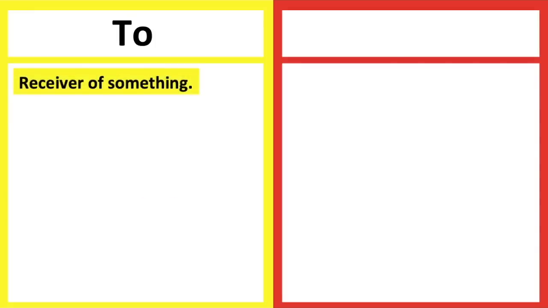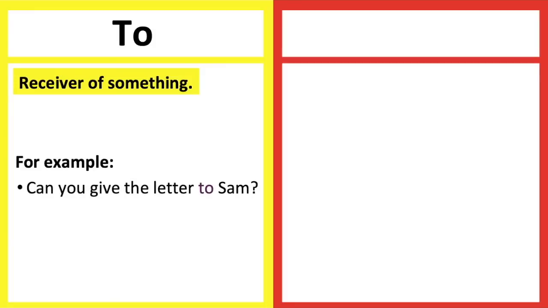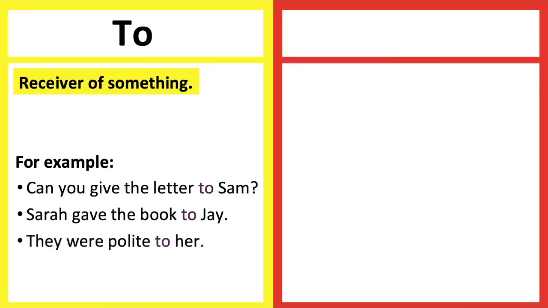Lastly, it refers to the receiver of something. For example, can you give the letter to Sam? So Sam is the receiver of the letter. Sarah gave the book to Jay. So Jay is the receiver of the book. They were polite to her.